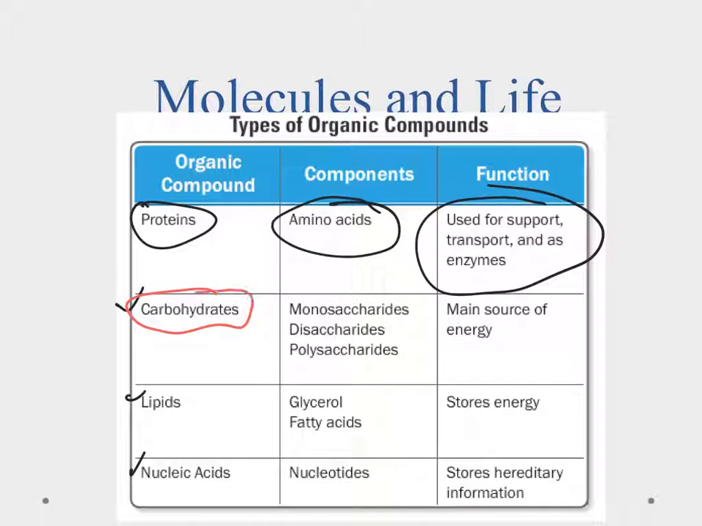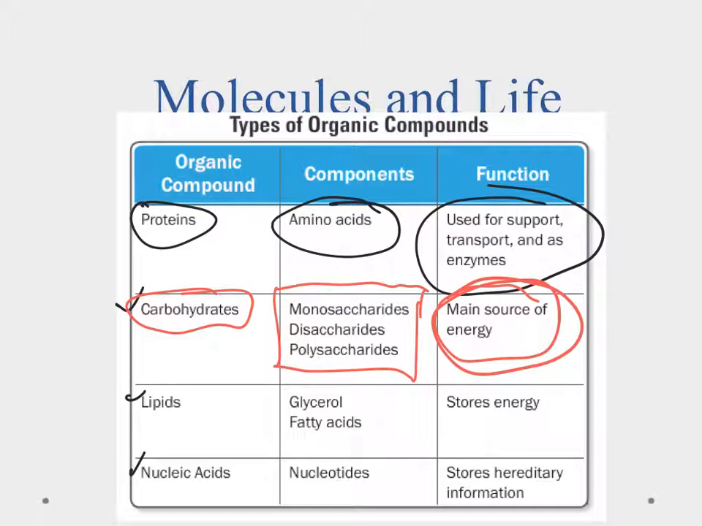The carbohydrates were our sugars, and you can see the names here: monosaccharide, disaccharide, and polysaccharide. That tells us how many sugars are attached. And remember that the sugars were the main source of energy for life. We also have our lipids down here. Those are our fats and our oils. They were made up of glycerol and fatty acids, and this is how we stored energy. They were also important in certain cell parts like the cell membrane.